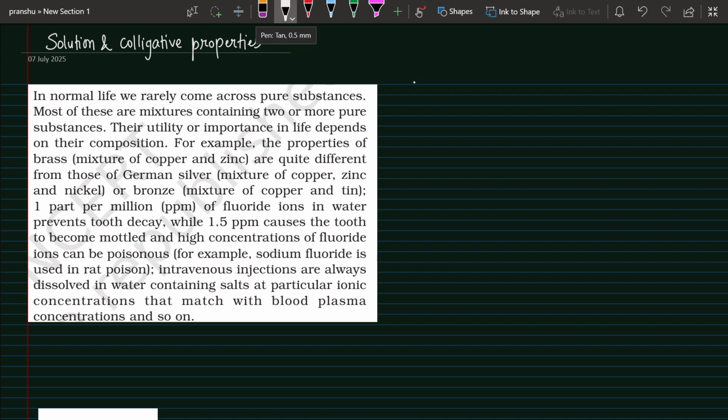Hello dear students, today we are going to study solutions and colligative properties. So the first part is the introduction. In the introduction we have some general knowledge based questions or some memory based questions.